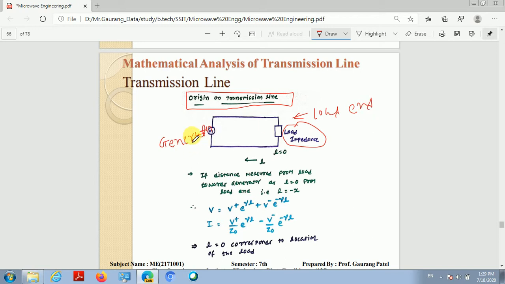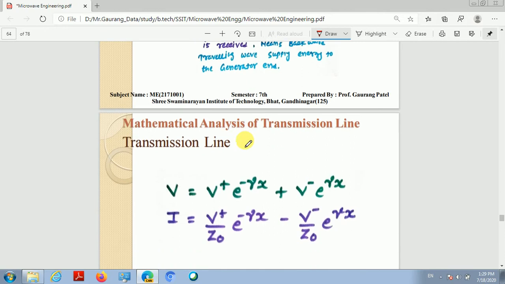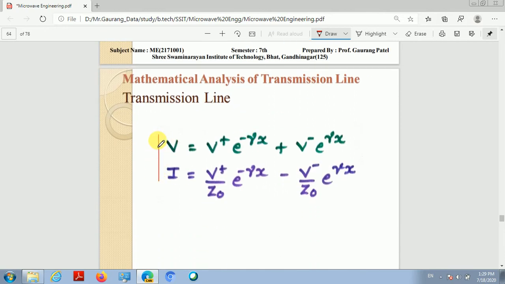Okay, so this is the generator end on the transmission line and this is the load end on the transmission line. Now if we measure the distance from this load end towards the generator, until now, whatever voltage and current we defined, we defined in terms of distance x, that is, in terms of positive x axis, in terms of positive x distance. So you can see, if you look at this expression of voltage and current, we have considered the distance in the positive x direction.